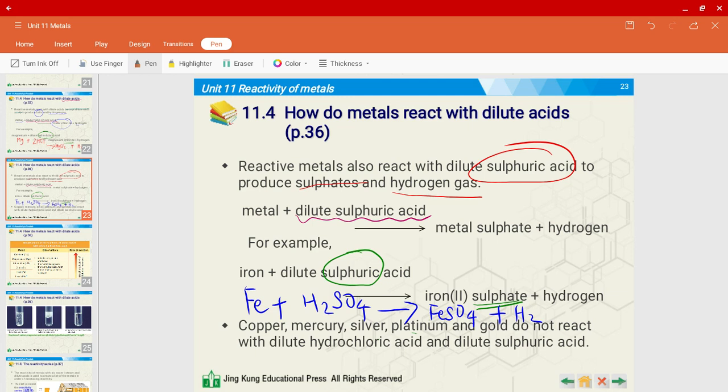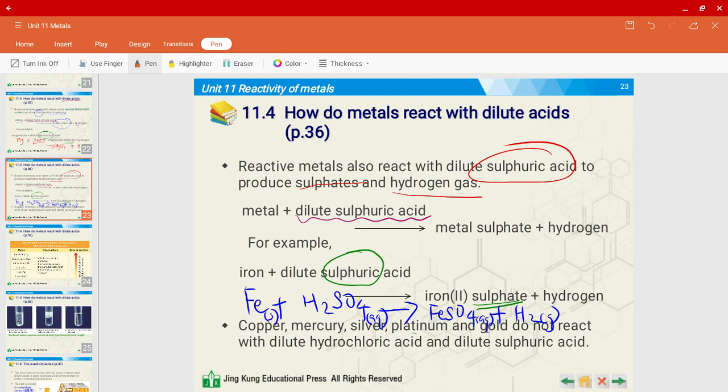Okay, later on I'll also tell you the physical states. We'll also be writing down the physical states. For example, hydrogen is a gas, so I'm going to put a G. Iron(II) sulfate is aqueous, so I'm going to put AQ. The acid is also AQ. Iron, because it is a metal, is a solid.